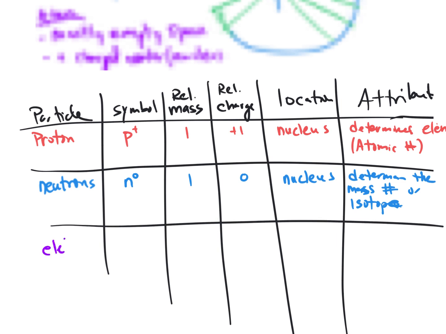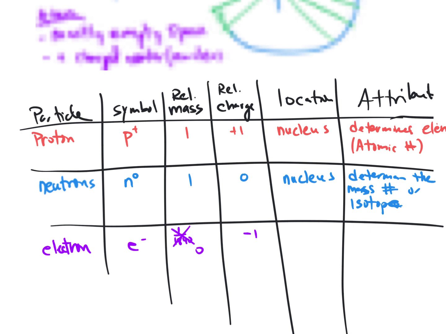Okay, and the electron is e minus. Relative mass is basically 0. We don't count it. If you really want to know, it's 1 over 1840, but we don't use that. We just say it's 0. We don't count it, ever. Well, physicists might count it, but in chemistry, we don't. Relative charge is -1. It's the same charge as a proton, 1.609 times 10 to the negative 19 coulombs, but it's negative. But we'll just say it's -1.